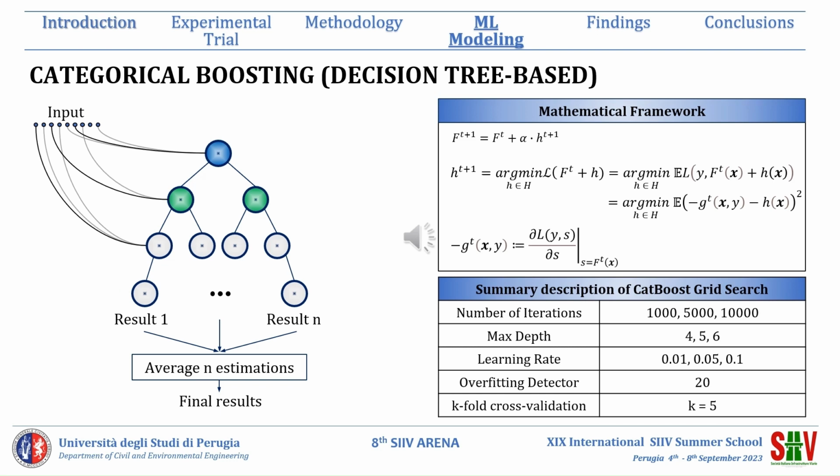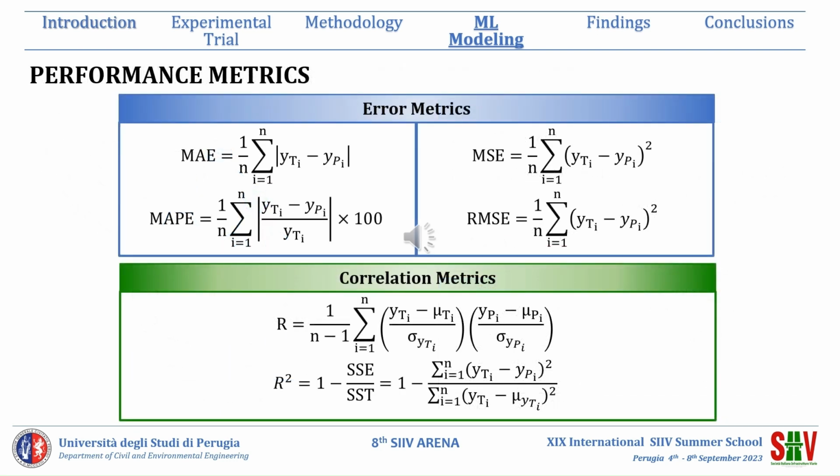6 goodness of fit metrics were selected and implemented in order to evaluate the performance of developed models as accurately as possible. Their mathematical formulation was reported. Specifically, they included mean absolute error, mean absolute percentage error, mean squared error, root mean squared error, Pearson correlation coefficient, and the coefficient of determination.